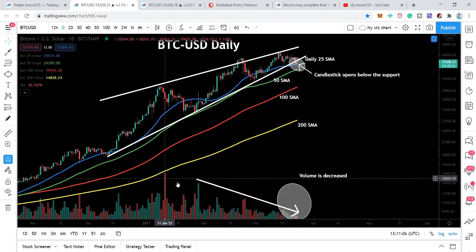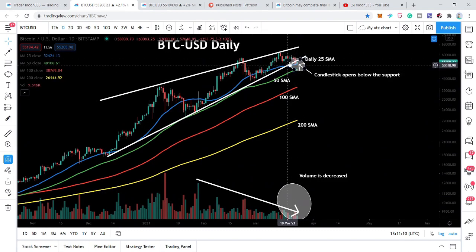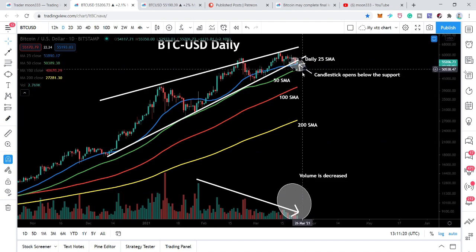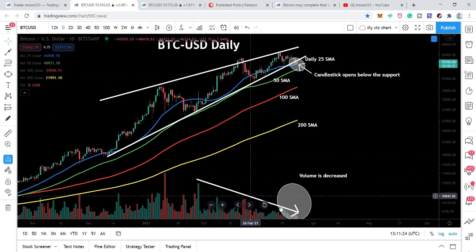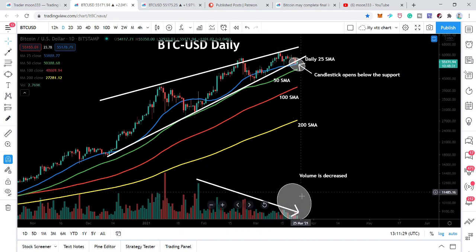However, the volume is not supporting this breakdown. Even though the candlestick has been opened below this support, we still have the 25 simple moving average support as well. And we also have the immediate support of 50 simple moving average daily below the candlesticks. However, if you see the volume so far, the volume is decreased, and we don't have any significant sell volume to confirm this breakdown. And at this time, two things are really very important. One is the volume.